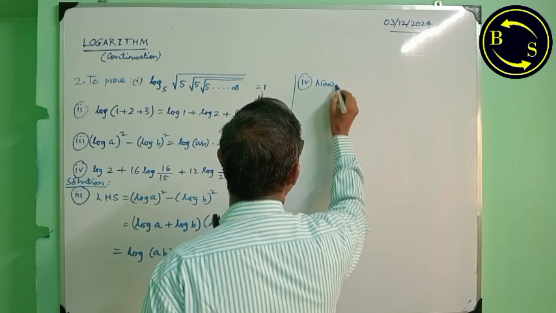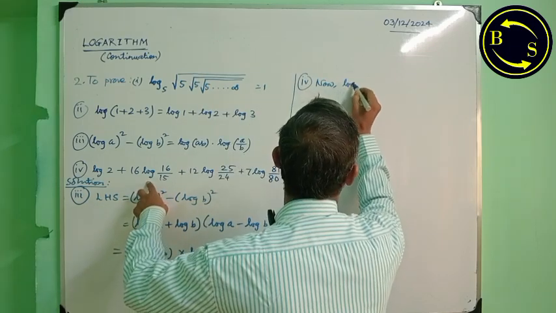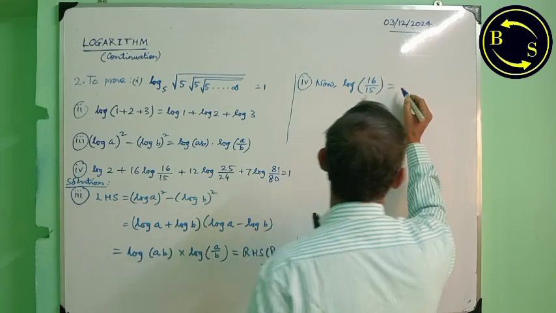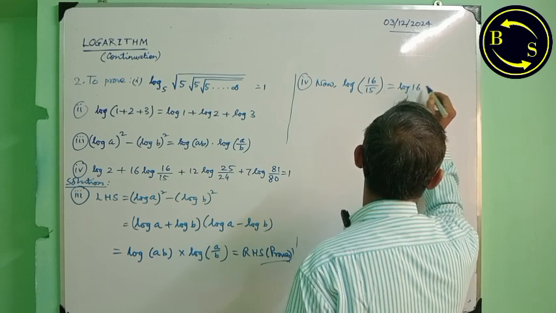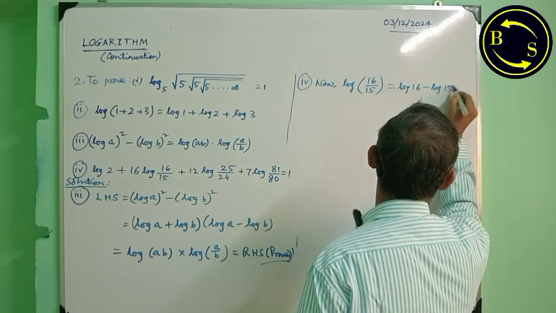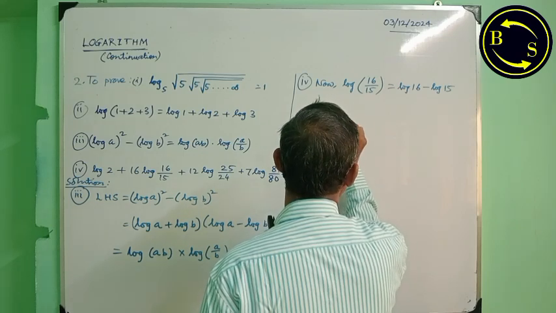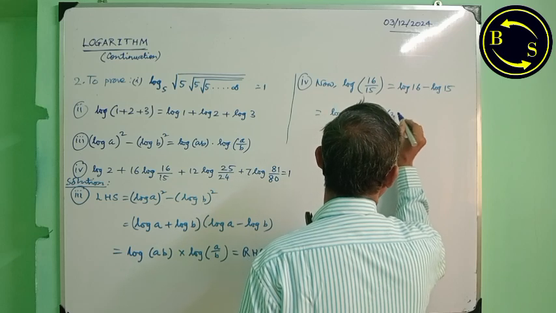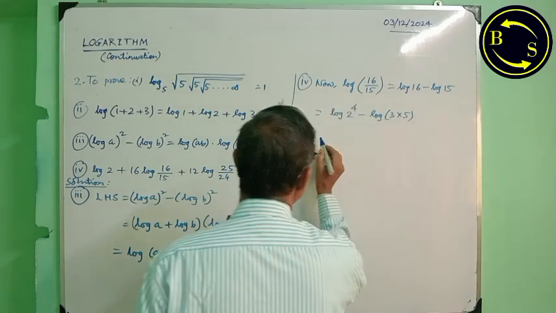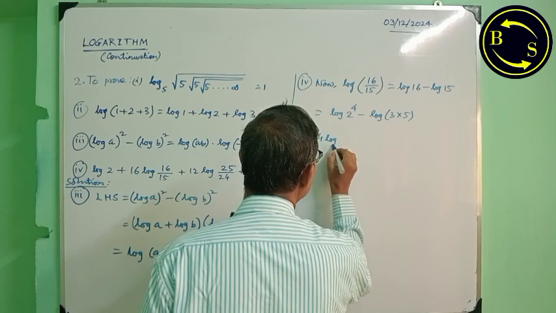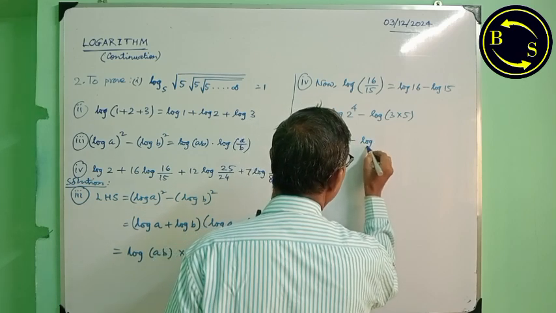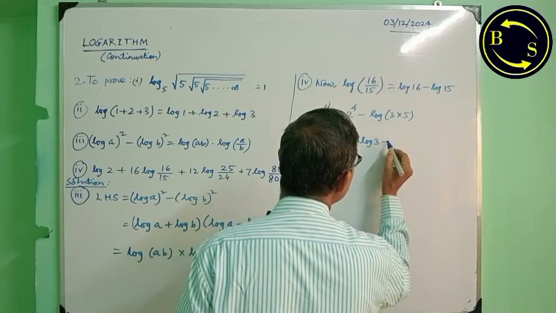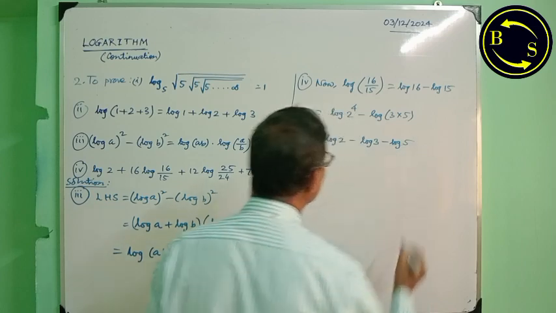Now, log of 16 by 15. I apply this changing formula. Log 16 minus log 15, that is equal to log of 16 means 2 to the power 4, minus log 3 into 5, 15 equal to 3 into 5, it will be 4 log 2 minus log 3 within brackets, log 3 plus log 5. I remove the brackets and write it directly, this one.